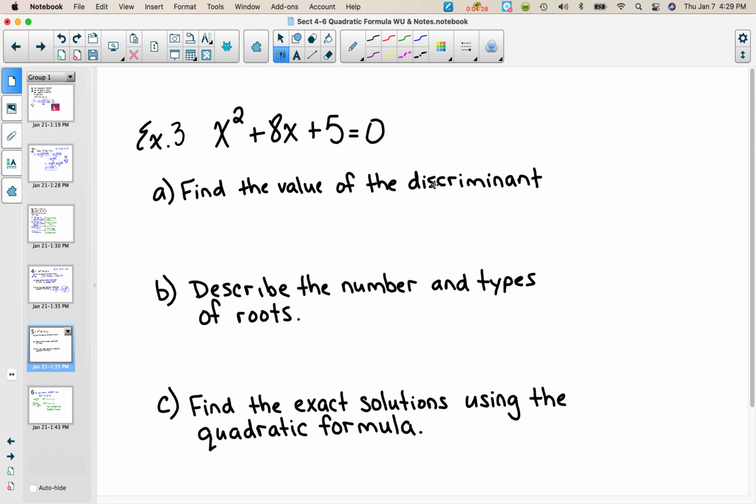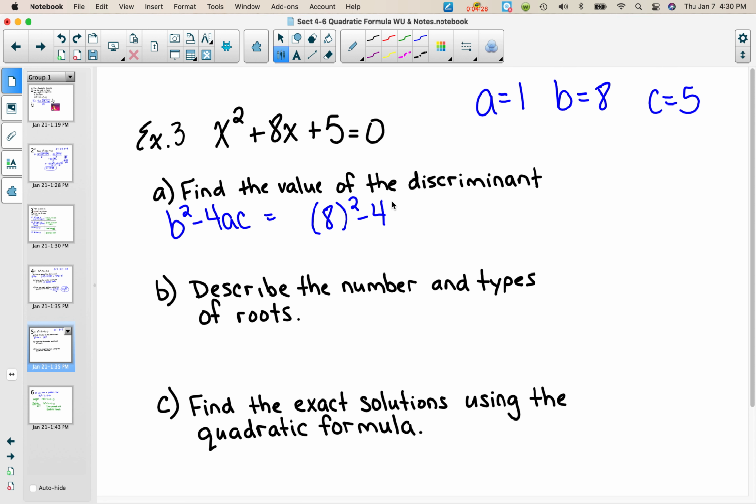Next, find the value of the discriminant. So a is 1, b is 8, c is 5. So b squared minus 4ac, we get 8 squared minus 4 times 1 times 5. So 64 minus 20 is 44. So you can look back at that chart. It's positive, but it's not a perfect square. So we're going to have 2 real irrational roots.